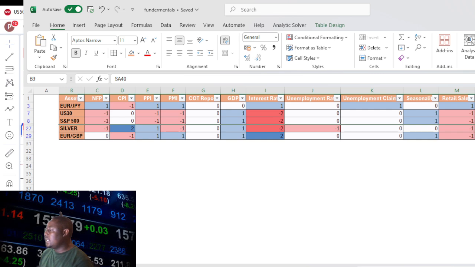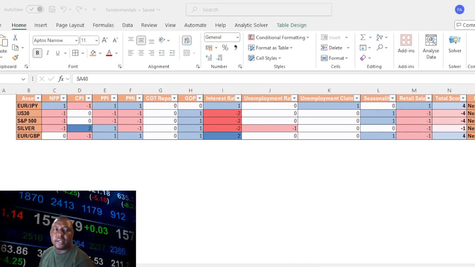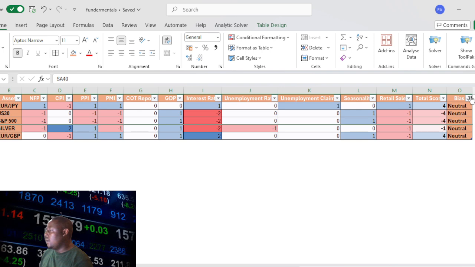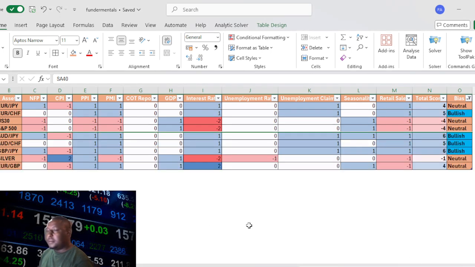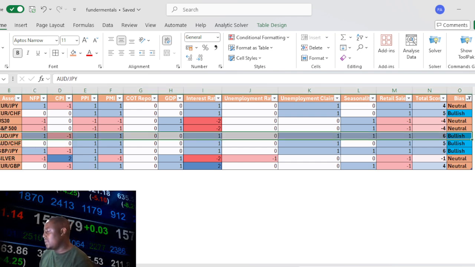NASDAQ is giving me a -4, which is more of a neutral reading for me. So I'm not looking into taking it. I'm staying out on Nasdaq or indices, Nasdaq, S&P 500 and US 30. Also GJ is slightly bullish. AUDJPY is slightly bullish. I'm not looking into taking them either.